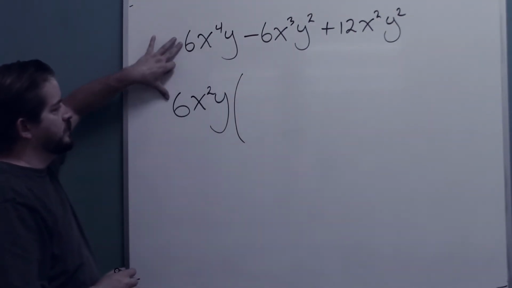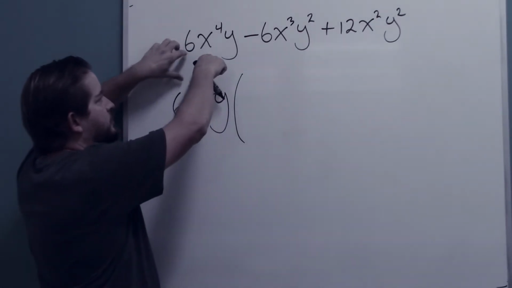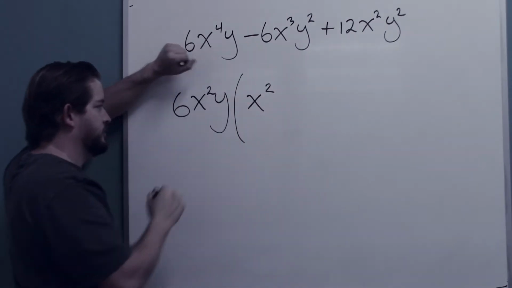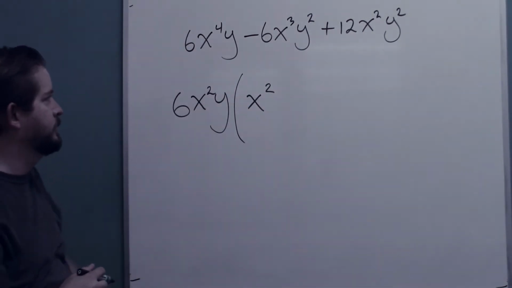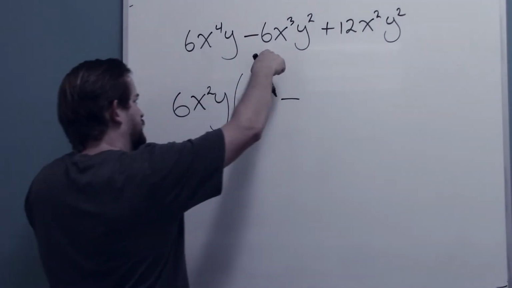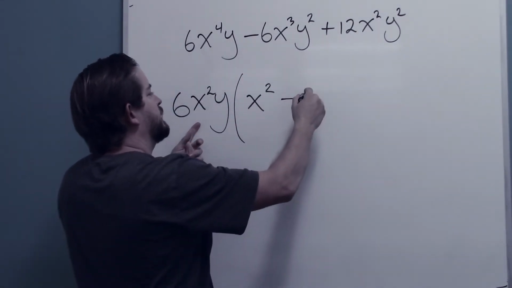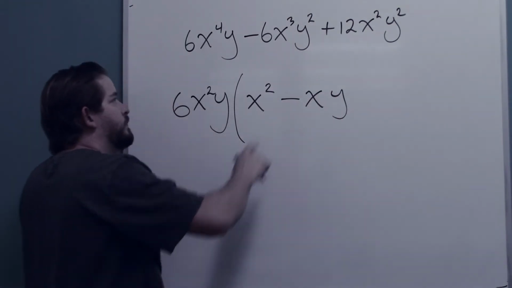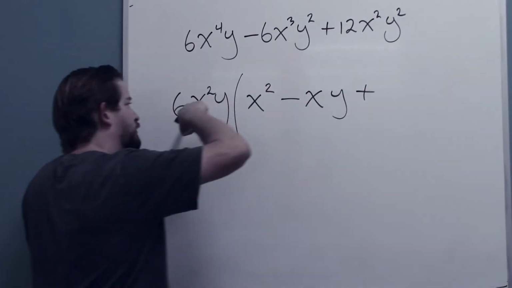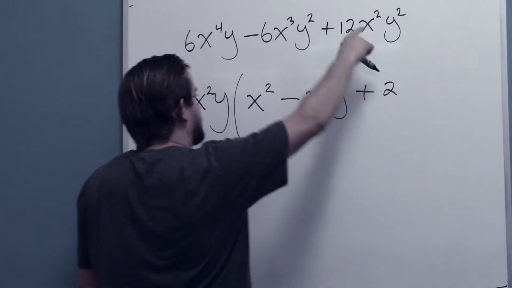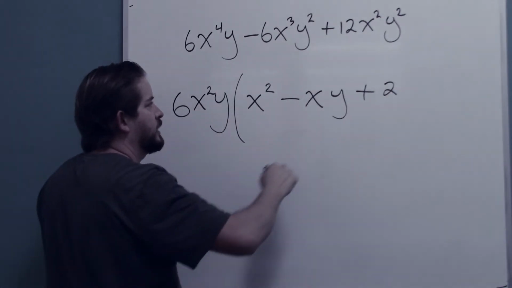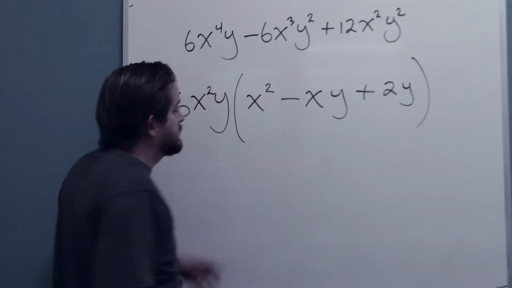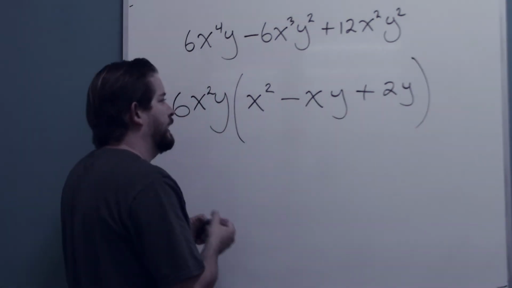Well, I just do the coefficients. 6 divided by 6 is 1. X to the 4th over x squared will leave me with x squared. Y over y goes away, so the first is just x squared. Minus 6 over 6 is 1. X to the 3rd over x squared leaves me with an x. Y squared over a y leaves me with a y. Plus 12 over 6 leaves me with 2. X squared over x squared, the x's are gone, but I have a y squared over a y, that leaves me with a y.